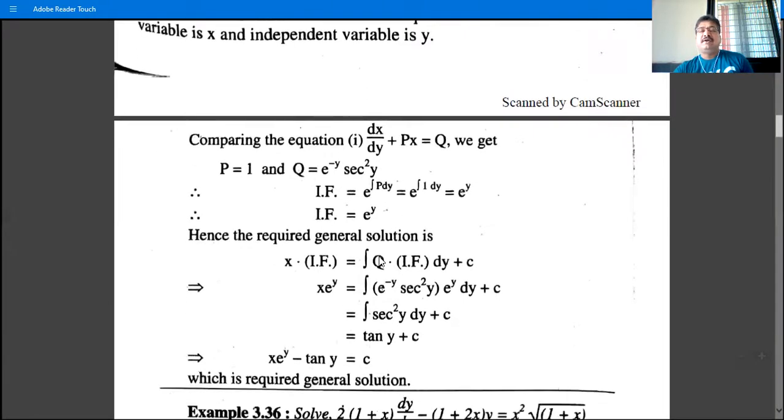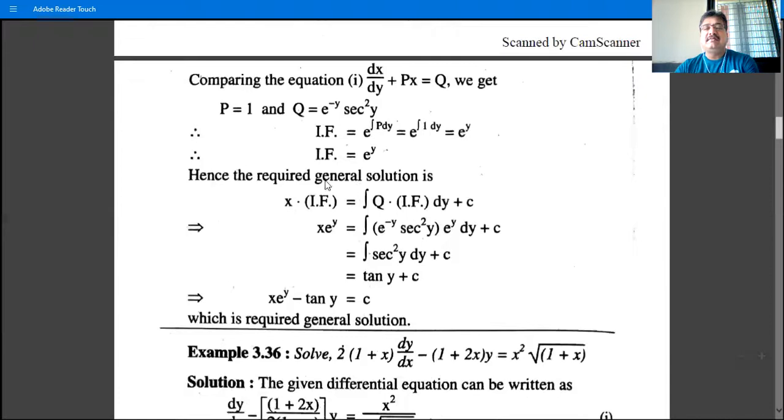So what is the formula for the integrating factor? E raised to integration P(y) dy. Instead of e raised to integration P(x) dx, it is e raised to integration P(y) dy, that is e raised to integration of 1 dy, and the integration of 1 with respect to y is y, and then e raised to y is the integrating factor. Therefore the general solution of the given differential equation is, instead of y I write x, x I is equal to integration Q into I dy, instead of dx, plus c.